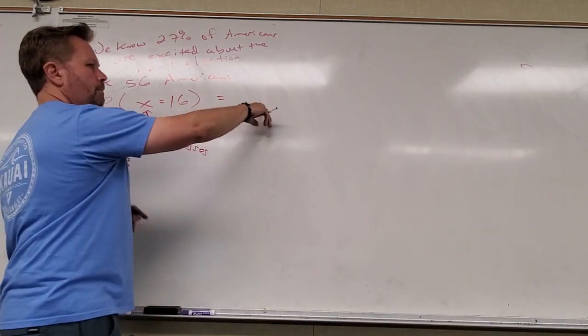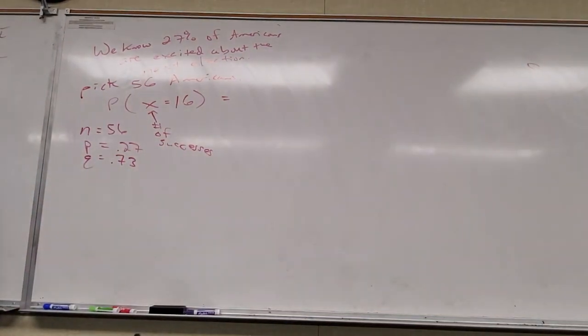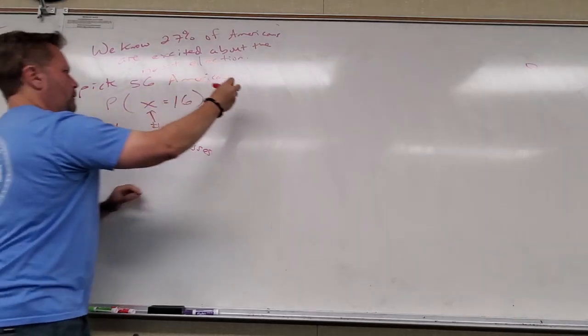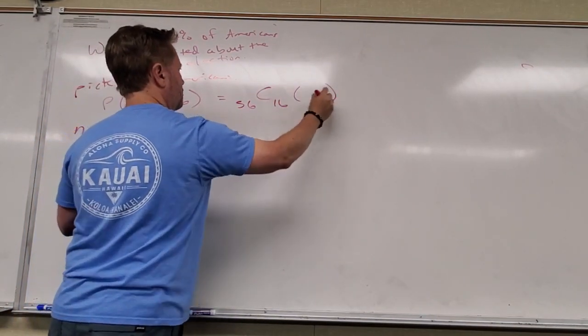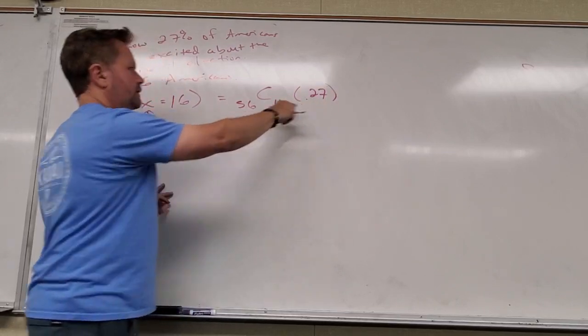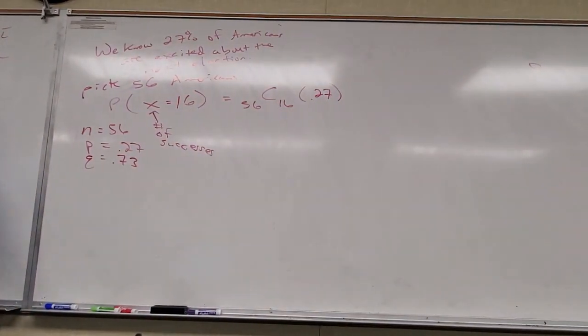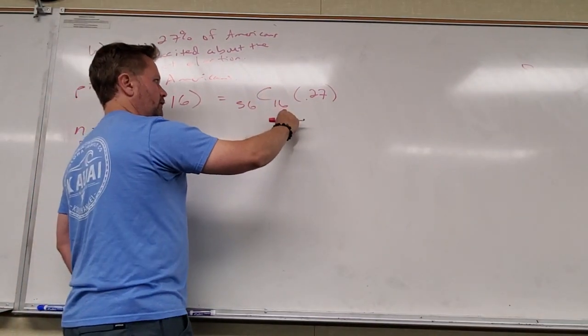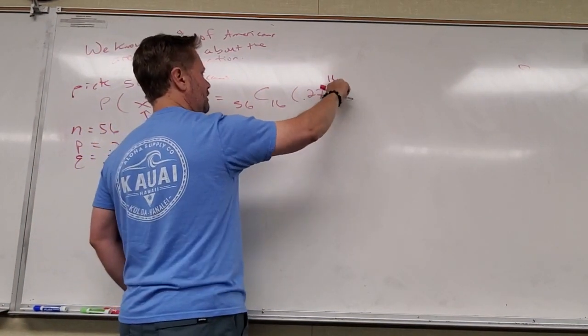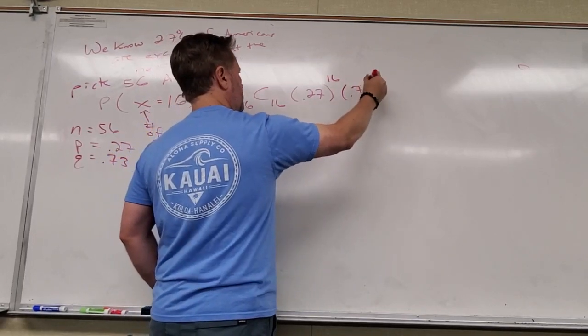X is 16. This is the number of successes. So how would the formula get set up? I got 56 people, and I want to choose 16 of them to do something. So how many successes? 16. It's a little repetitive, which is nice. I got 56 people. I want to choose 16 of them to be successes. So I got 16 of these. And how many of these?